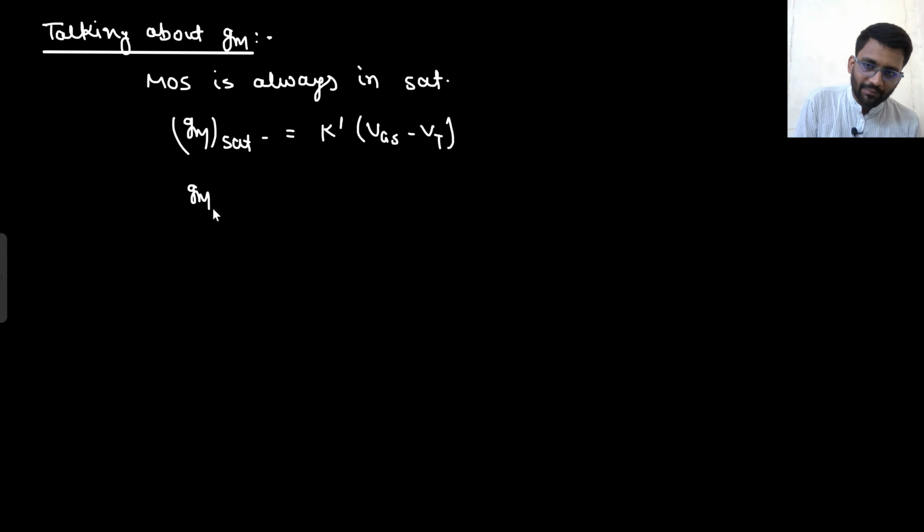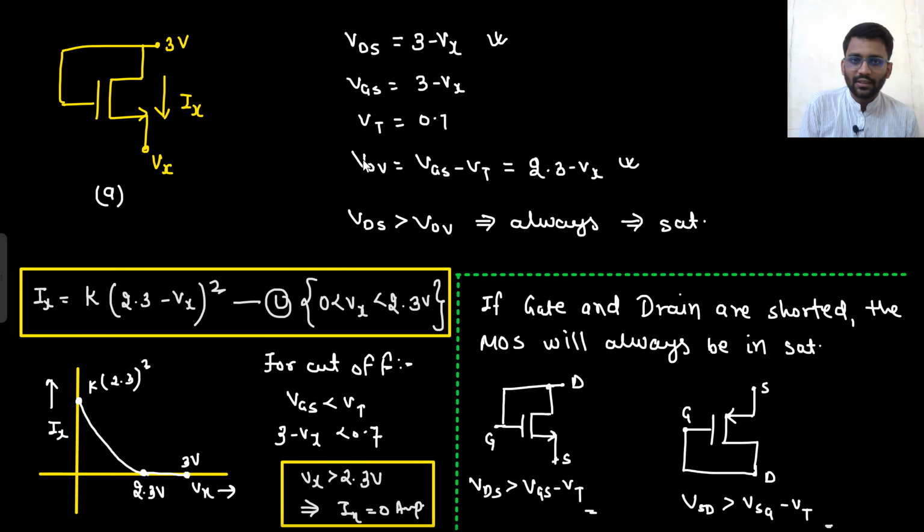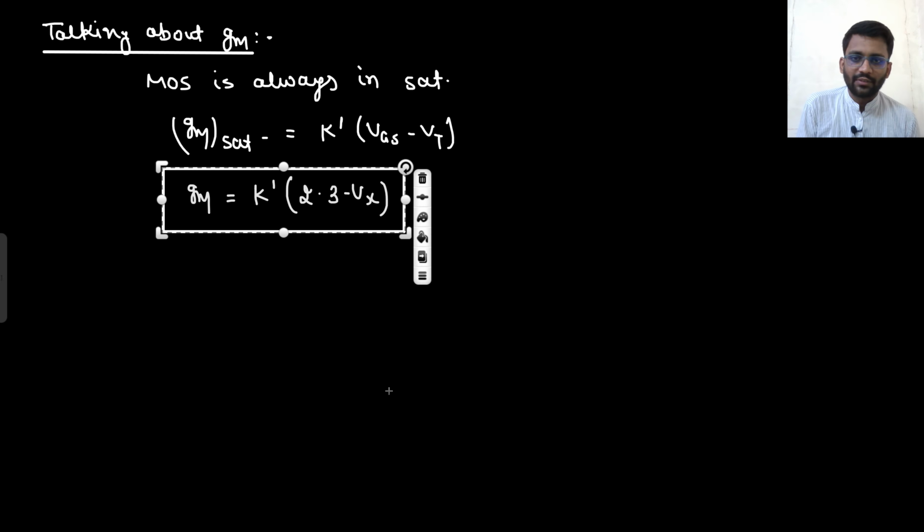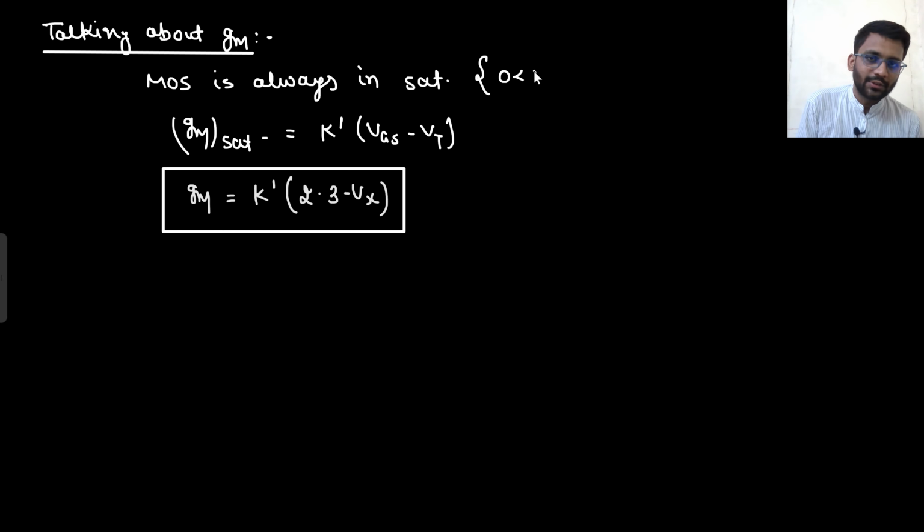So what will be the Gm value? K dash into VGS minus Vt, that is 2.3 minus Vx. That's it. This is your Gm. So the Gm versus Vx curve you can also draw. MOS is always in saturation for Vx equals 0 to 2.3. For Vx value 0 to 2.3, only then it is in saturation. When Vx is greater than 2.3, what will happen?